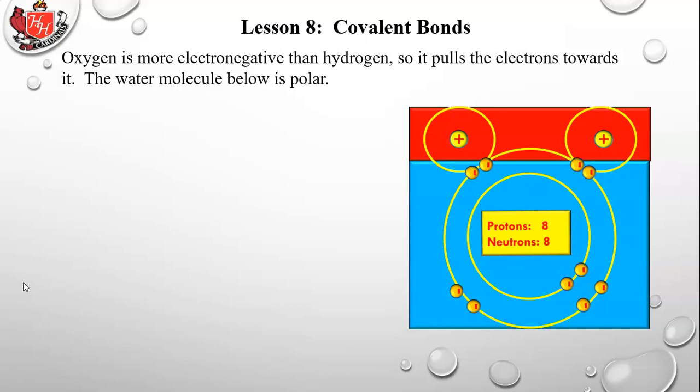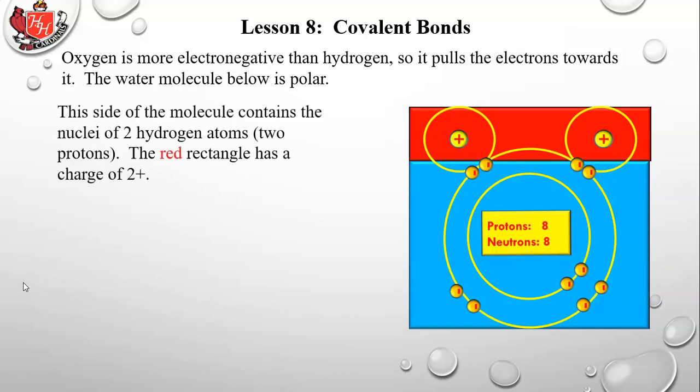But the electrons are pulled over towards the oxygen because it's a more electronegative atom. So what you have down in the blue is more electrons than protons, so the blue area tends to be more negative. The red area has only protons in it, so it's more positive. So the hydrogen end of a water molecule, that's the red end, is going to be positively charged, and the blue side, the oxygen side of a water molecule, is going to be negatively charged. So this side of the molecule contains the nuclei of 2 hydrogen atoms, 2 protons. The red rectangle has a charge of 2+.